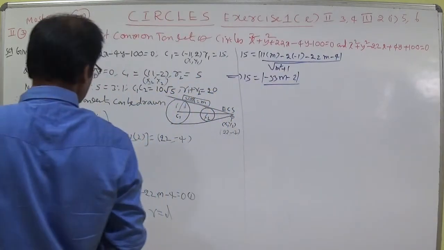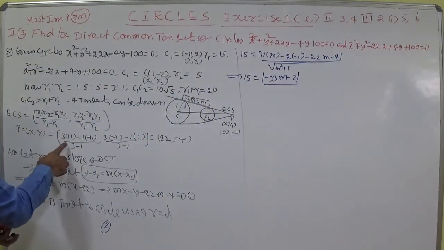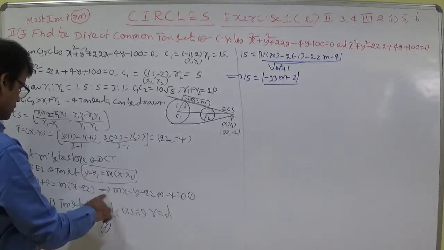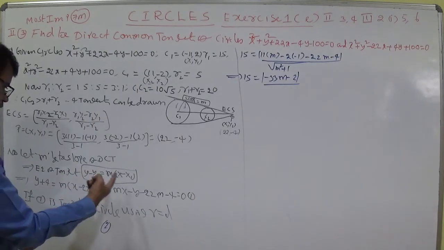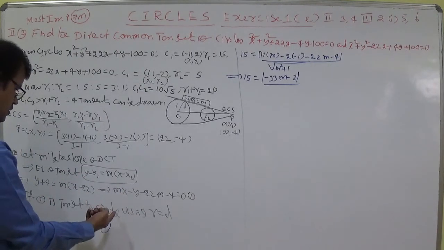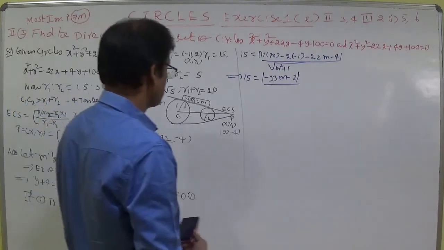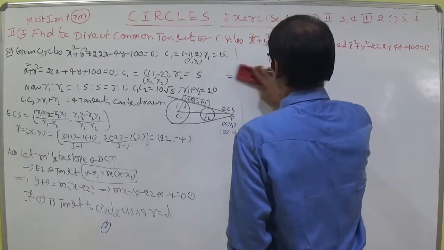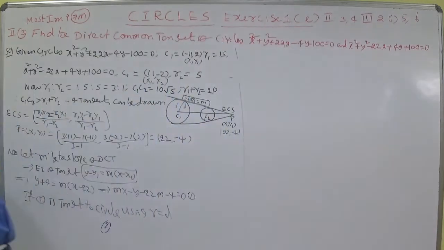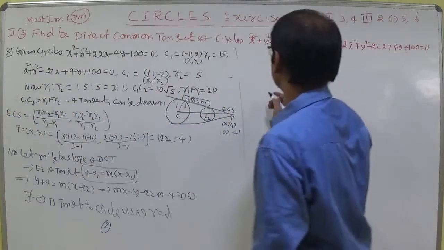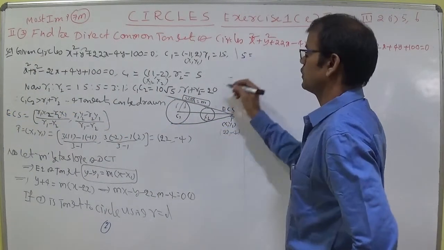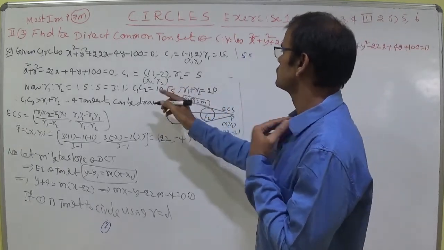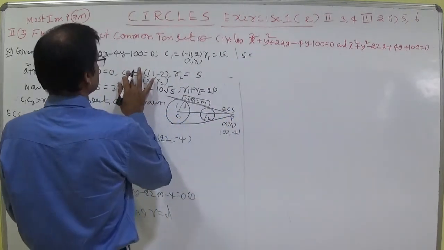Now let us discuss the point 22 comma minus 4, everything okay. y plus 4 equal to m into x minus 22, so mx minus y minus 22m minus 4. Let us use the second circle. I think it is better. The second circle radius is 5. Put 5, and the second circle center. So this is C2.